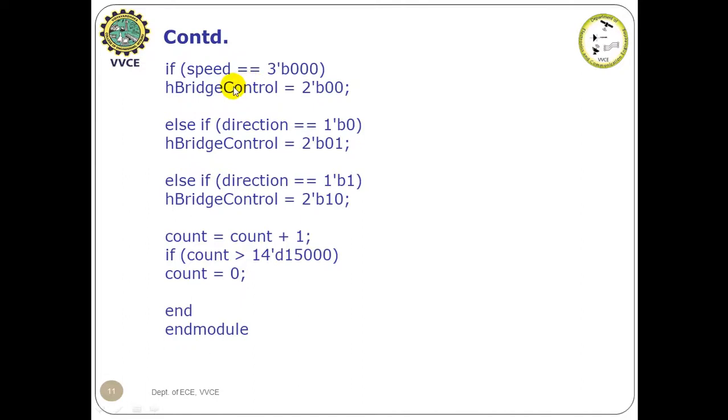Here are the 2-bit outputs, H-bridge control 0 and H-bridge control 1. By giving either of the H-bridge control bits 1, any two transistors will be on and the other two transistors will be in off condition, and thereby we can change the direction of rotation of the DC motor. Once the count reaches the final value, it is once again brought back to 0.